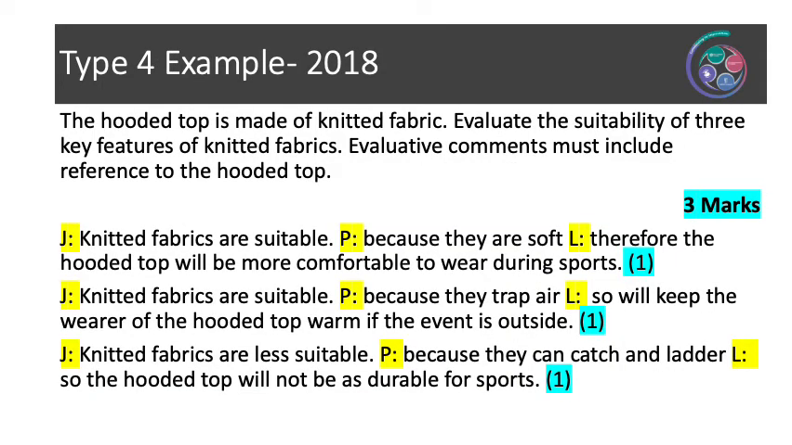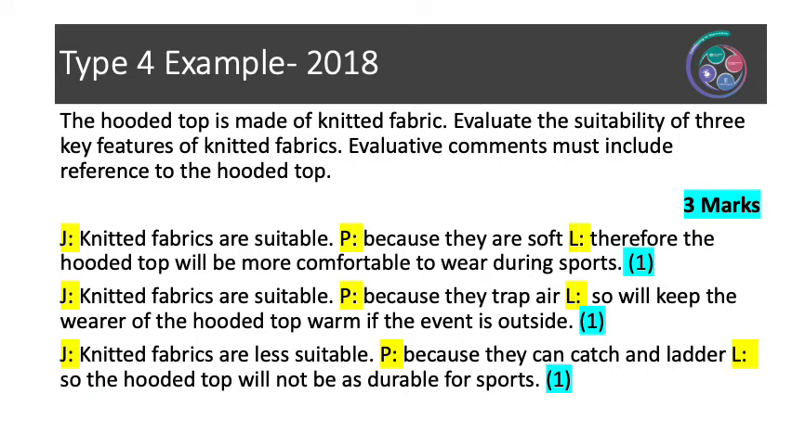So in this example, taken from the 2018 paper, we are looking at the hooded top again. This is the hooded top that features in the first question. The hooded top is made of knitted fabric. Evaluate the suitability of 3 key features of knitted fabrics. Evaluative comments must include reference to the hooded top. So this is worth 3 marks. So it's asking us to evaluate the suitability of 3 key features of the fabric. So therefore we can see where the 3 marks will be coming from.